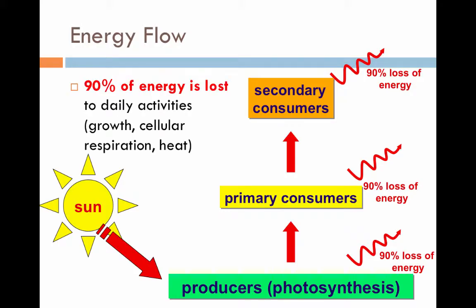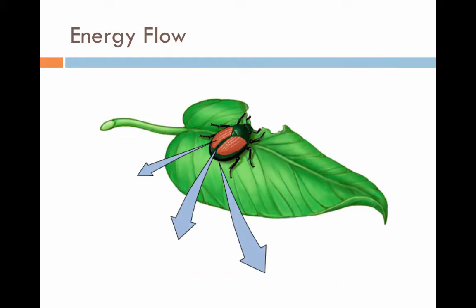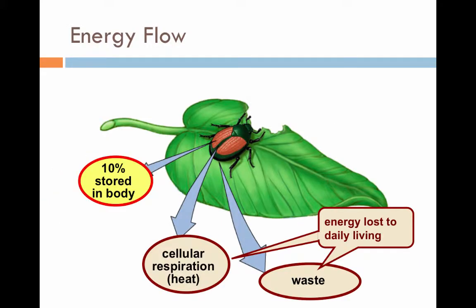Well, 90% of the energy that originally started with the organisms is used for the daily activities like growing, running, jumping, cellular respiration. It's oftentimes released as heat. This is why only 10% of the energy gets passed on to the next organism, because 90% is used. Again, this is called the 10% rule. Only 10% of the energy is actually stored in the body. The remaining 90% is used for daily growth.